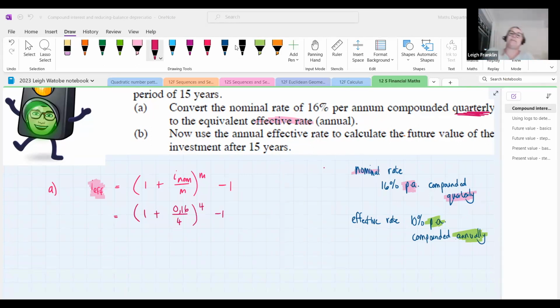Pinga, yes. Yes, but no, but yes. So an effective rate, the rate that's quoted, is the same as the compounding period. That could be monthly, it could be quarterly, it could be annually. When it's a nominal rate, the rate quoted or given is different to the compounding period.